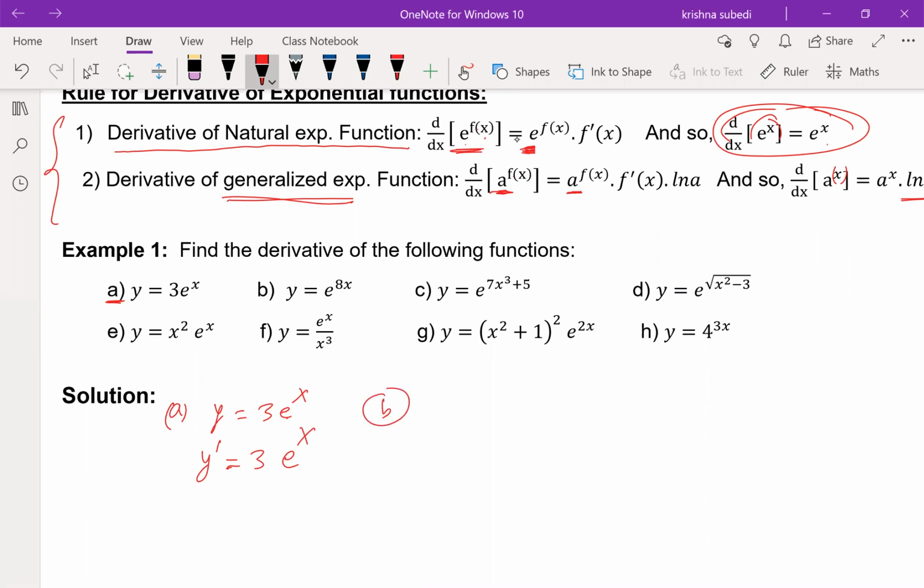Part B, y equals e raised to power 8x. So the derivative is, we will be using formula number 1. So what we do is we copy the same thing as it is. Okay, everybody knows how to copy. And then we find the derivative of the top part. So basically you find the derivative of 8x. So I will write this way. Find the derivative of 8x. And that's going to give me 8e to the 8x.